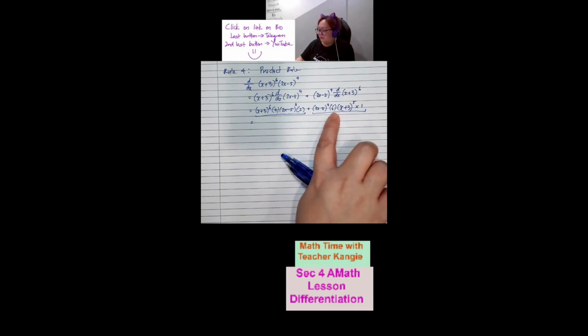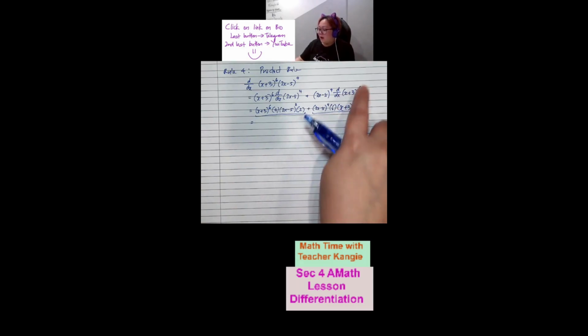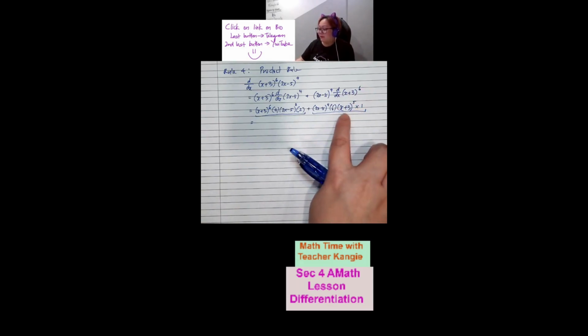So bring down the 6, copy, power minus 1, multiply by differentiate inside. When you differentiate inside, it is a 1, but make it a habit to put a times 1, even if it's a 1.